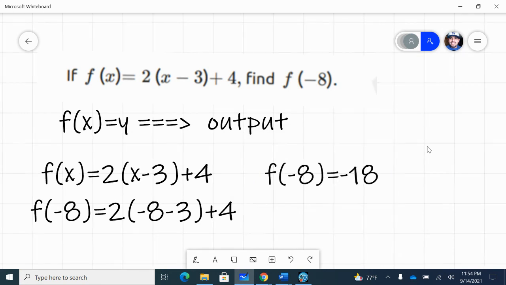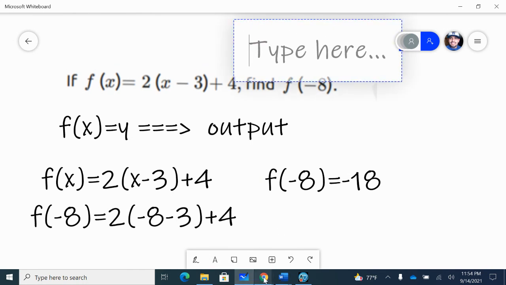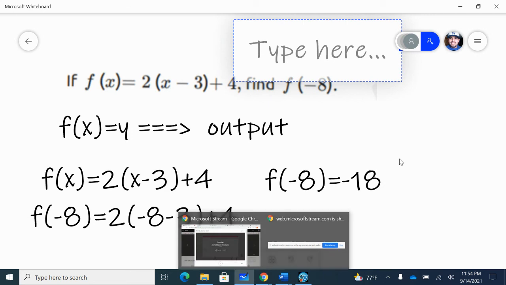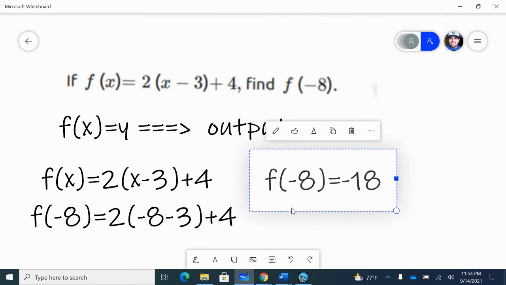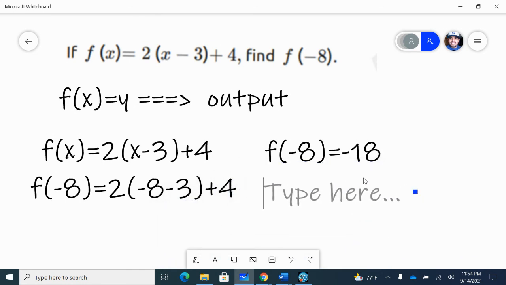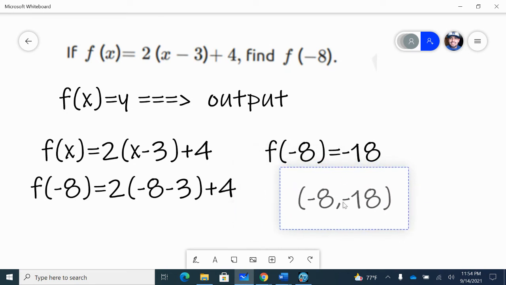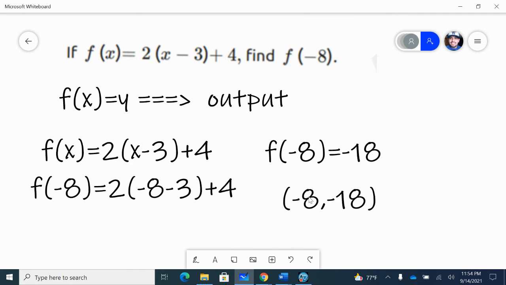Again, remember, what does this mean? If you were thinking about this in terms of points, this is nothing more than saying, oh yes, when x is negative 8, my output is a negative 18. That's all this is saying, right? When x is negative 8, my y is negative 18.